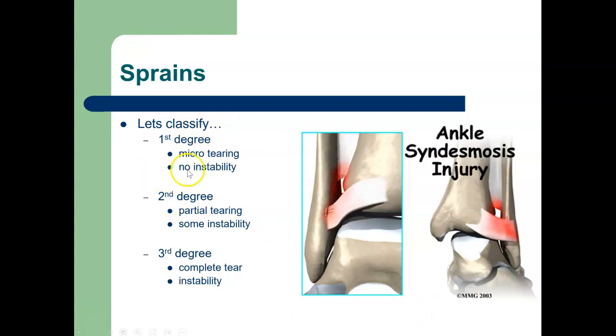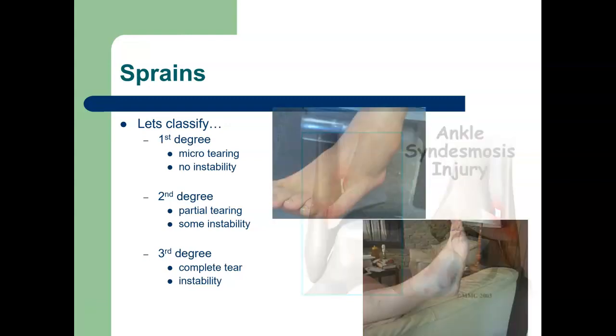But look at this right here. This is the key. It's that instability. When we talk about joints, we're talking about, is it a stable joint? When we start looking at the more severe injury, we have either no instability, a little bit of instability, and then if it's completely torn, we have an unstable portion of that joint. So that's the key difference on severity of sprains.